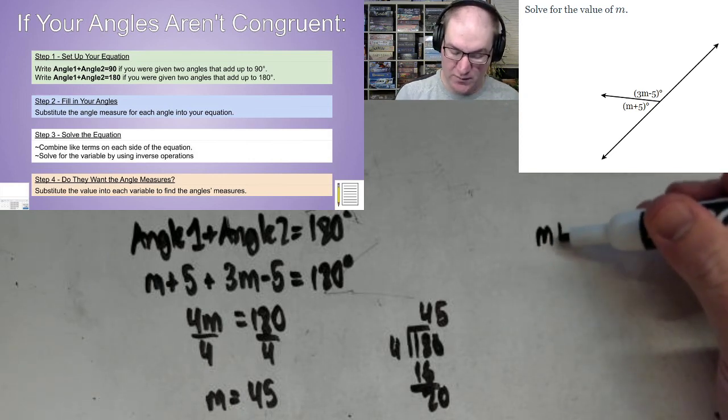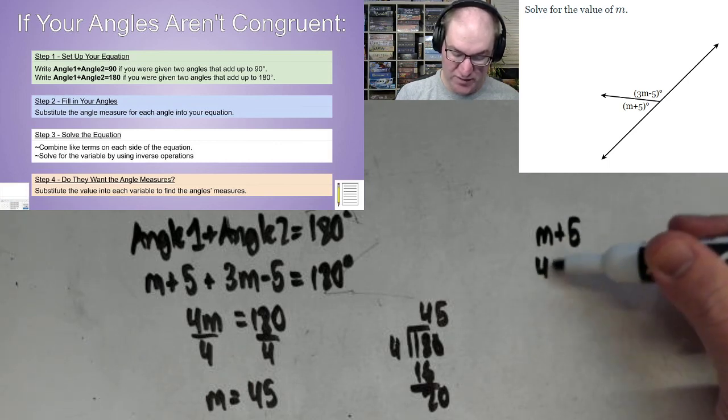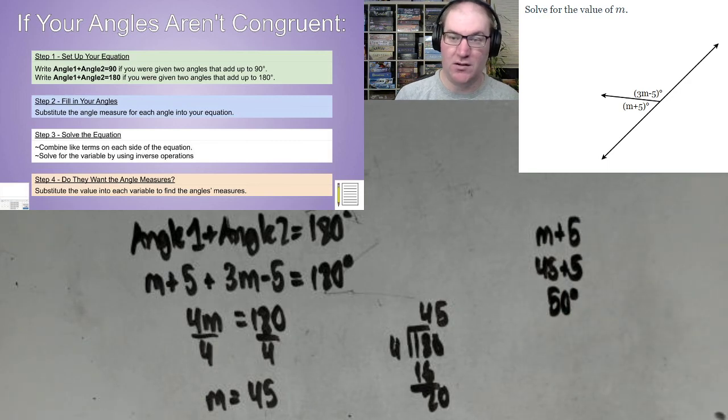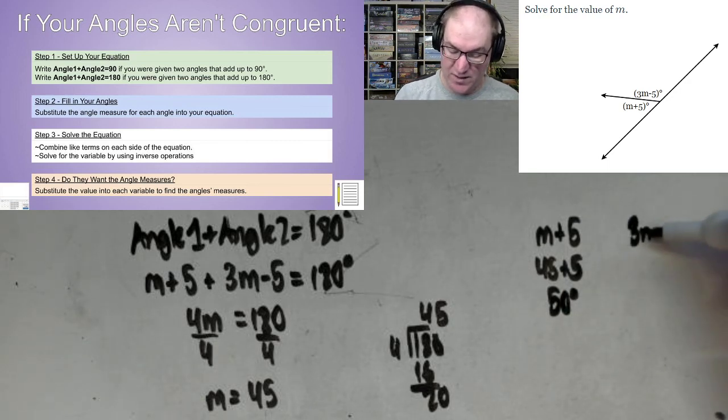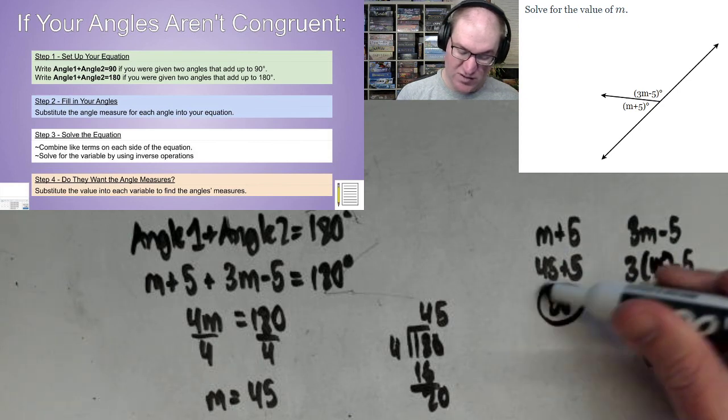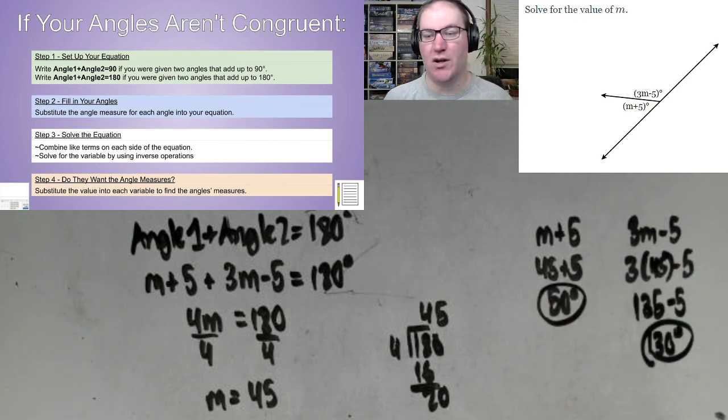So you just write what we know about the angle and you plug in the number you know. So m is 45. That would make the angle on the bottom 50 degrees. And the one on the top is 3m minus 5. So 3 times 45 minus 5. 45 times 3 is 135 minus 5. So the other angle is 130. And just to double check, these two angles should add up to 180 degrees, and they do.